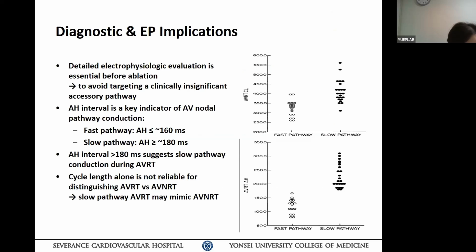From a diagnostic perspective, a detailed EP study is essential before ablation to avoid targeting clinically insignificant APs. And the AH interval is a useful indicator for AV nodal conduction. An AH interval over 180 milliseconds suggests slow pathway conduction. Additionally, cycle length alone is not sufficient to distinguish AVRT from AVNRT, as slow pathway dependent AVRT can mimic AVNRT.